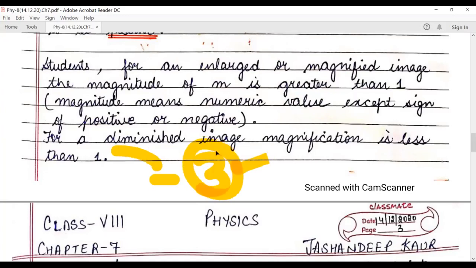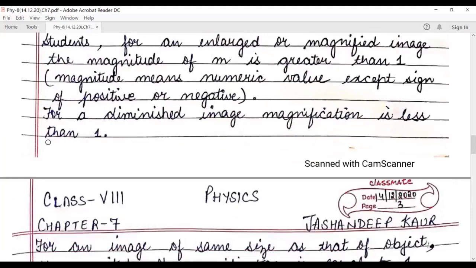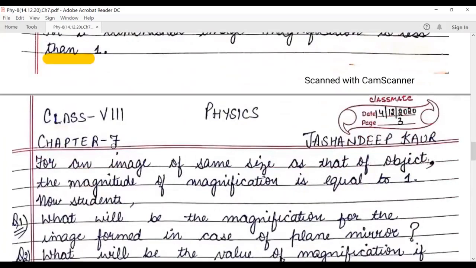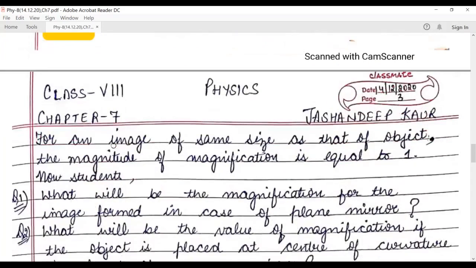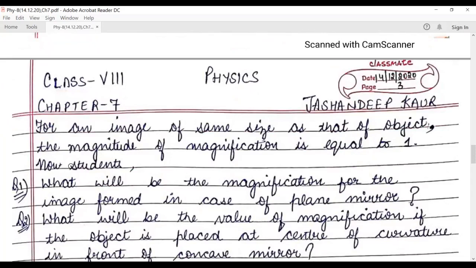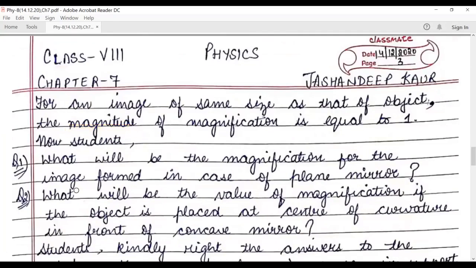Minus means the image is real. 3 is greater than 1. So minus means the image is real and it is enlarged or magnified. While if it was plus 3, plus means virtual image, but again enlarged or magnified. Magnitude means only the number. Similarly, for a diminished image, the magnitude of magnification is less than 1. And for an image of the same size as that of the object, the magnitude of magnification is equal to 1.